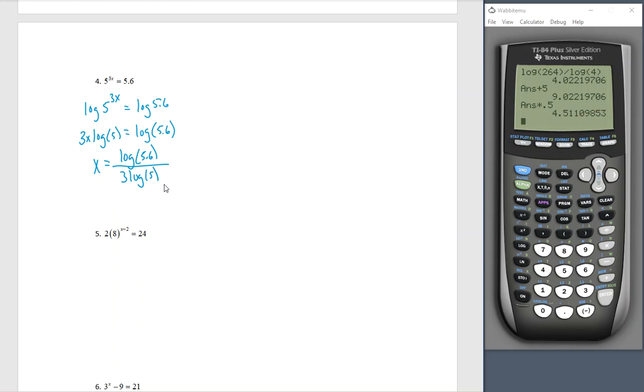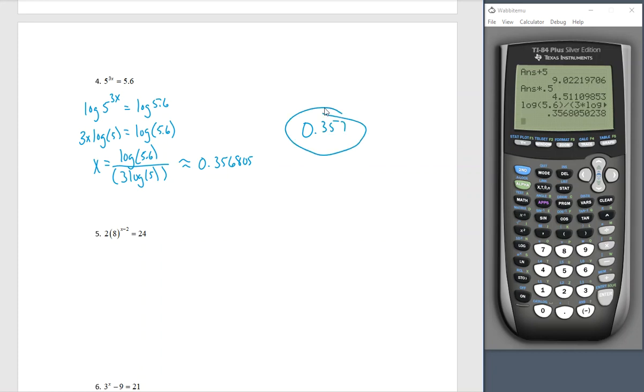Now, remember, when you have more than one thing, if you have addition, subtraction, multiplication, or division, something going on in your denominator, always use parentheses when you put it in the calculator. So this will be log of 5.6. Close that parentheses, divide it by, parentheses for the denominator, 3 times the log of 5, parentheses closed for the log and for the denominator, to give us 0.35685.